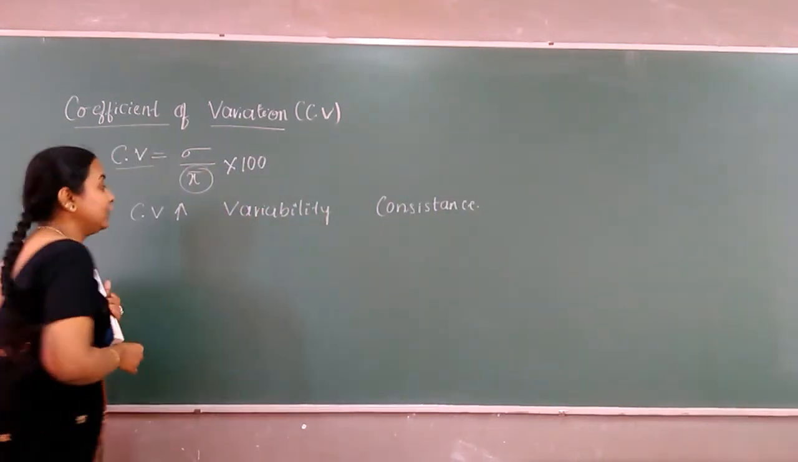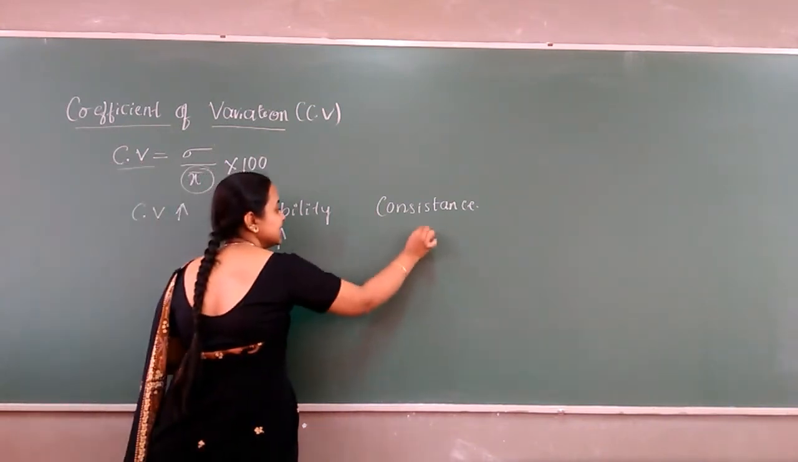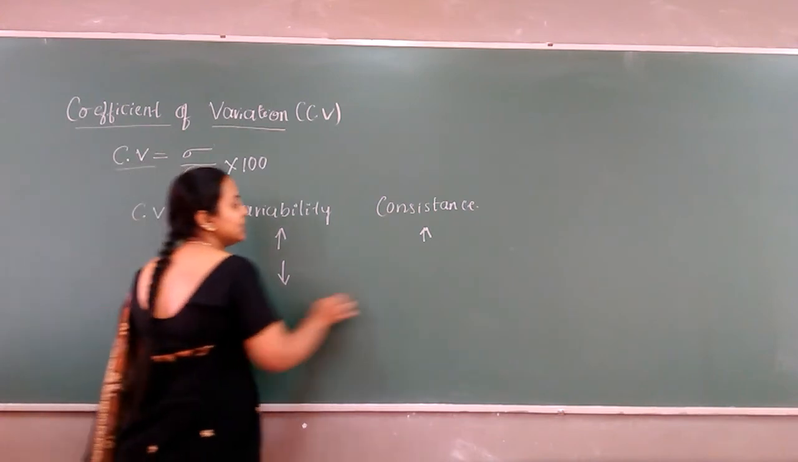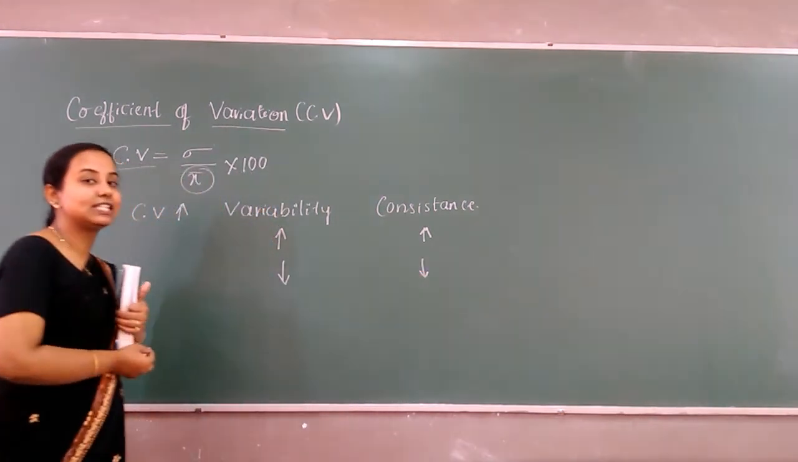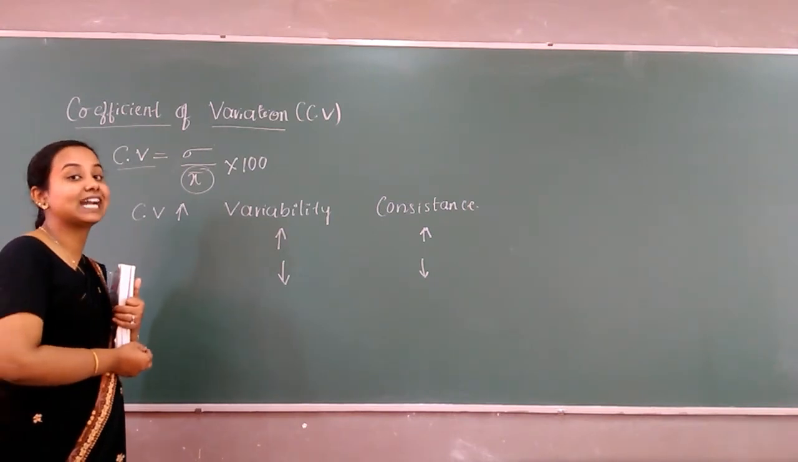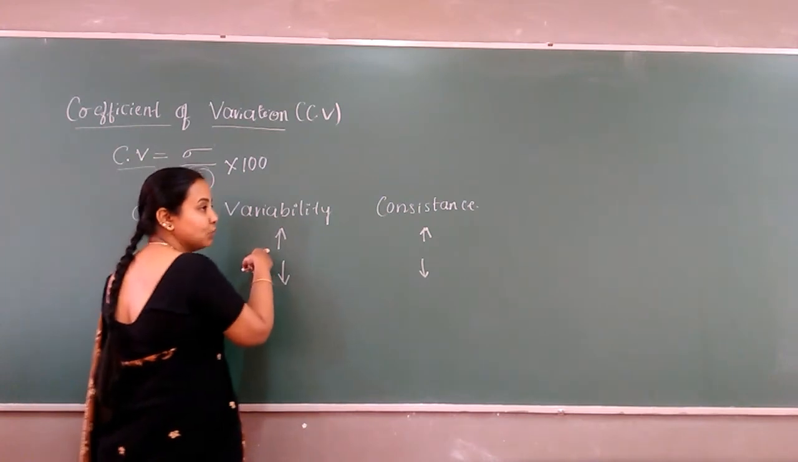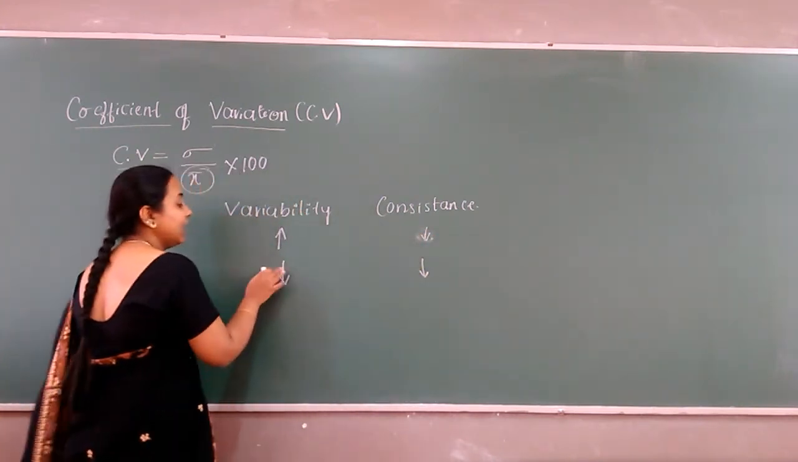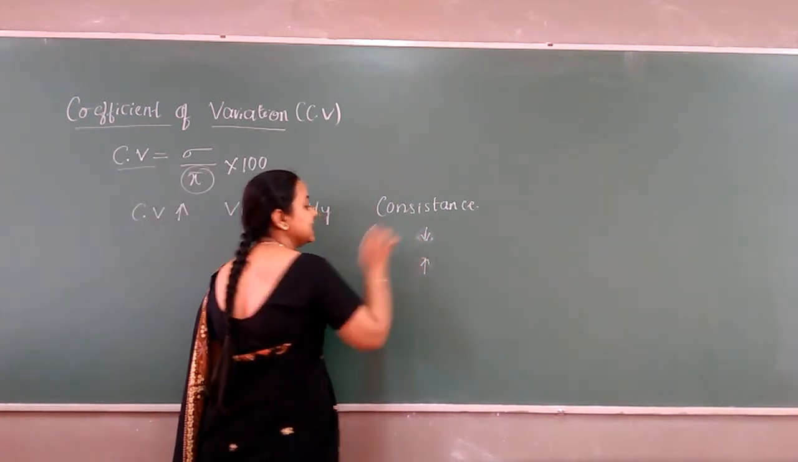Okay, so now if variability is more, what does it mean? Consistency is also more. If variability is less, then what does it mean? Consistency is less. Is it correct or is it wrong? It is exactly the opposite of what I have said till now. If the variability is more, then consistency is less. If the variability is less, then the consistency is more.